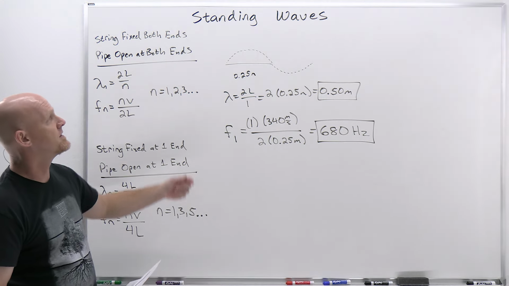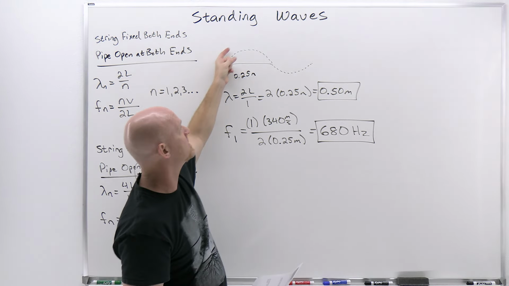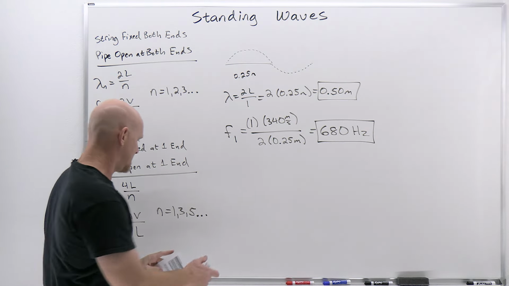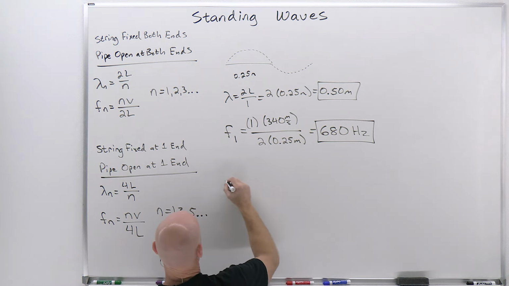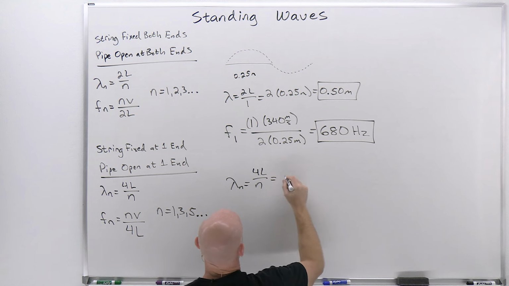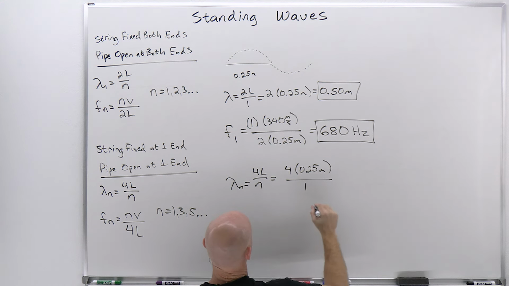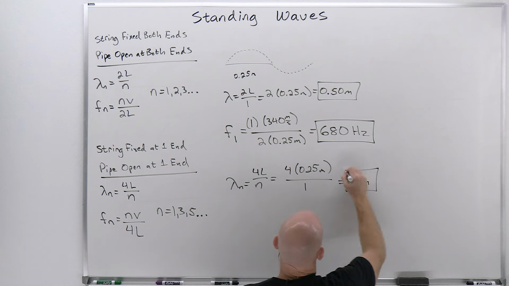But again, the key is that for the string that's fixed at both ends, the fundamental wavelength is going to be double the length of the string. Now it's going to be 4 times the length of the string instead. All right, so lambda n equals 4L over n, which in this case is going to be 4 times 0.25 meters all over n equals 1 for the fundamental, which comes out to 1.0 meters.